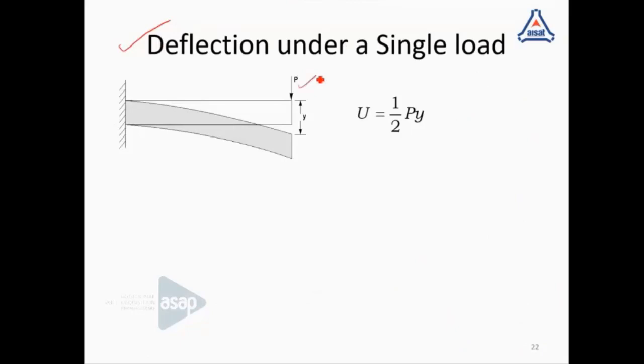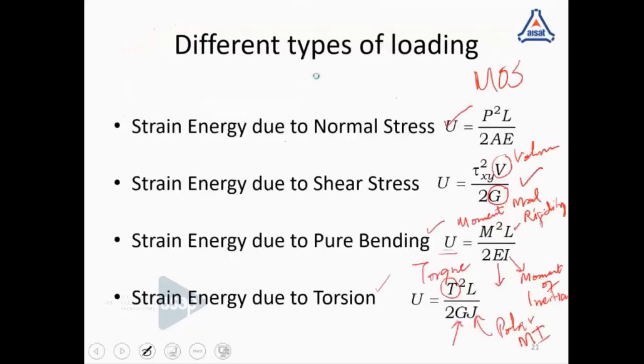I is the area moment of inertia of the cross section, and J is the polar moment of inertia of the cross section. Sorry, why is the expression for strain energy due to shear force different from all the other three expressions? The difference is there in this volume. So he may be asking that one.